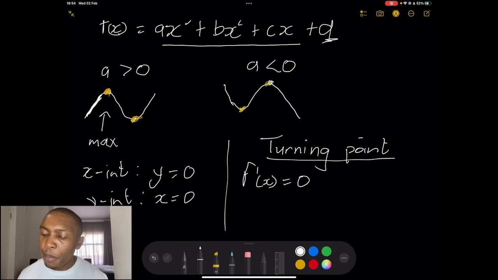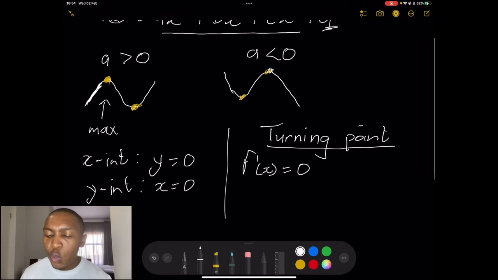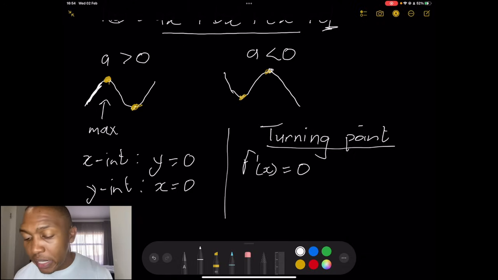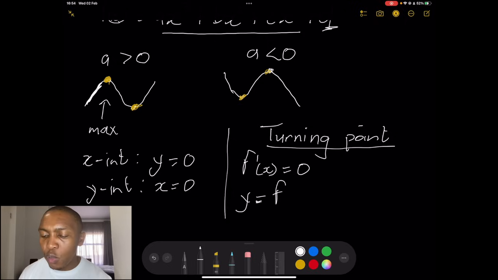You will learn later, but nonetheless, I will teach it. Okay? So you take the derivative and make it equal to zero. Of course, you will get two values there in most cases. And in that case, to find the y value, you will substitute back into the main equation. Okay, so y will be equal to f of x. So you'll substitute back into the original equation.